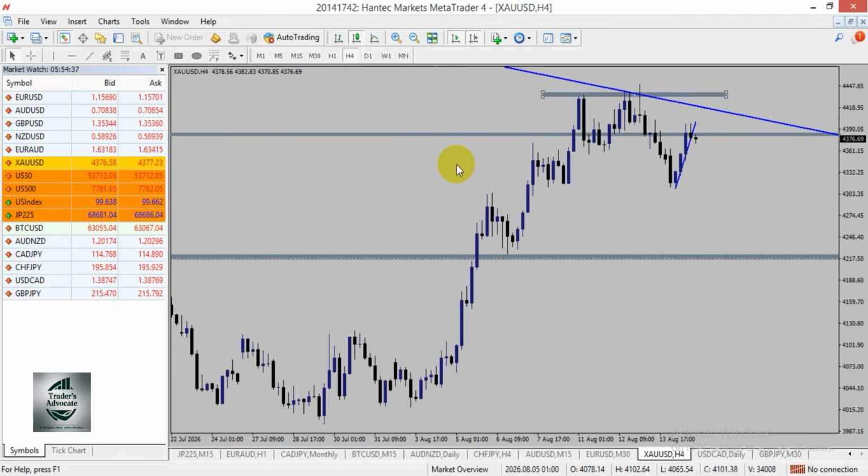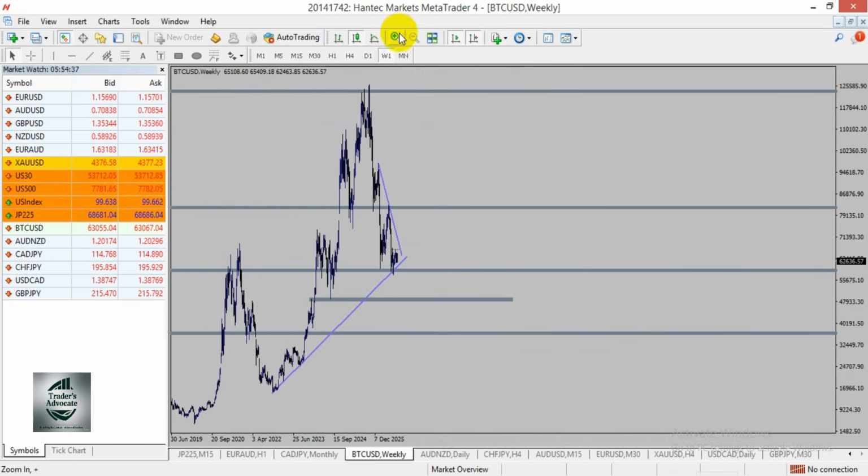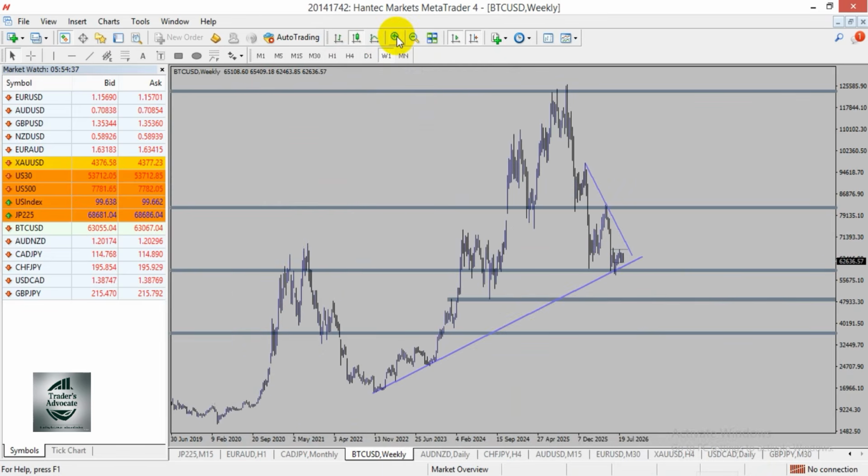That's it for gold. Now let's look at BTC. Guys, let me teach you a little bit of a trick. The reason most of you are blowing your account is because most of you trade currency pairs. You have to understand that liquidity has left the currency market. It has left the forex market.